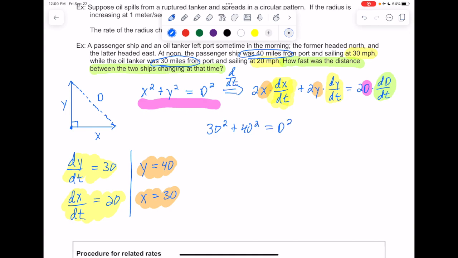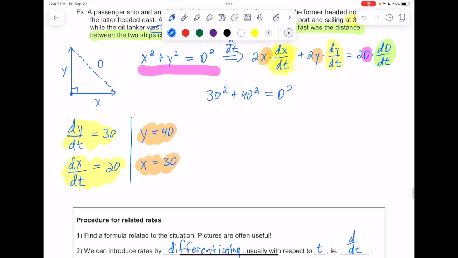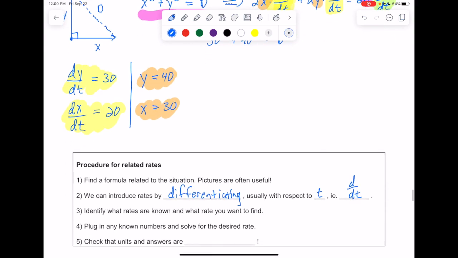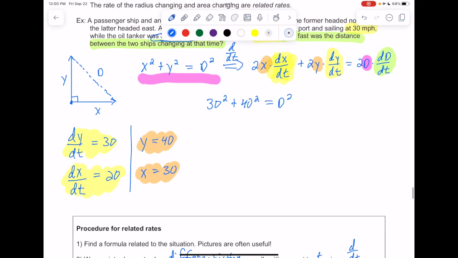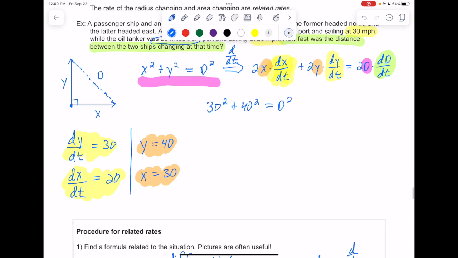And I think I've started to slip into step four. So let's just drop down here real quick and look at that. Once you've thought about what rates are known and what you want to find, now you're thinking about what numbers are known and trying to solve for the desired rate. So that's what I'm trying to work on now. And in order to find the desired rate dD/dt, I need to know x, y, and capital D. So now we're using the x and the y to get the capital D.